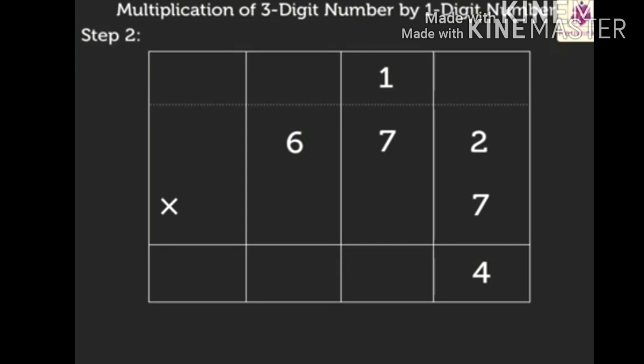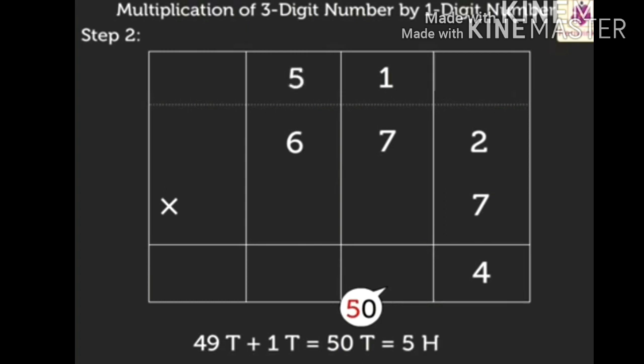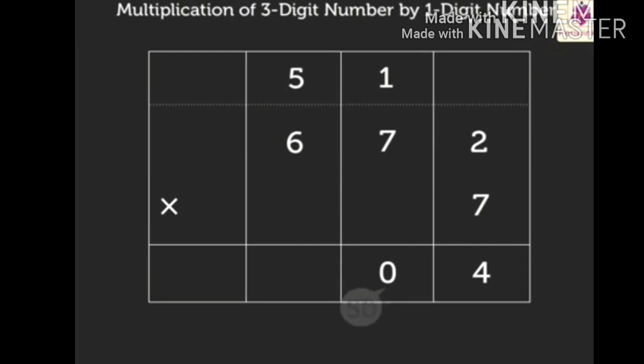Okay, now let us multiply 7 with 7. We have to multiply 7 with 7. What is 7 into 7? Yes, it is 49. So 49 tens plus 1 ten will give you 50 tens. So there are 5 hundreds and 0 tens. So let us write it in this way.